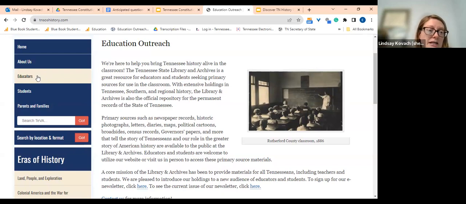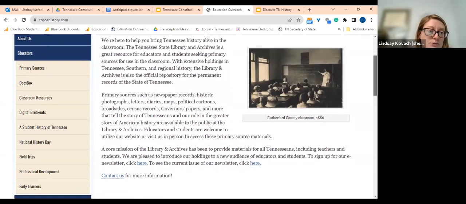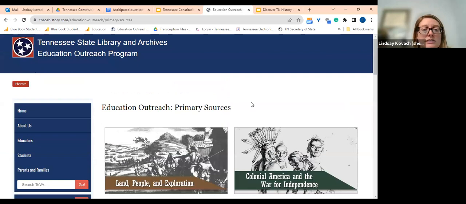If you click on the educators tab, it will pull down some sub tabs for you to see. And as you can see, we have a lot of tabs that provide resources for you and your students in your classroom. And I am going to go ahead and click on primary sources.